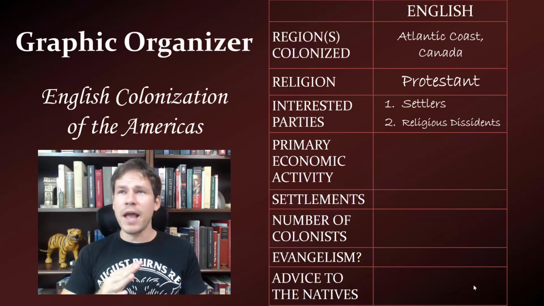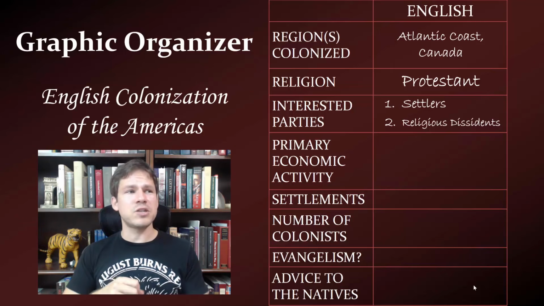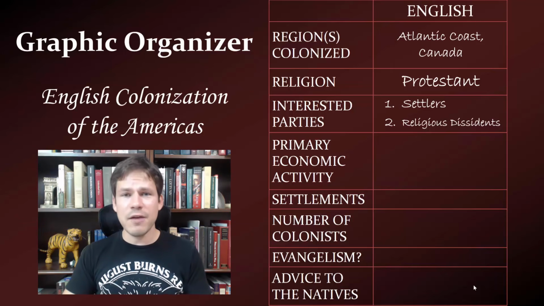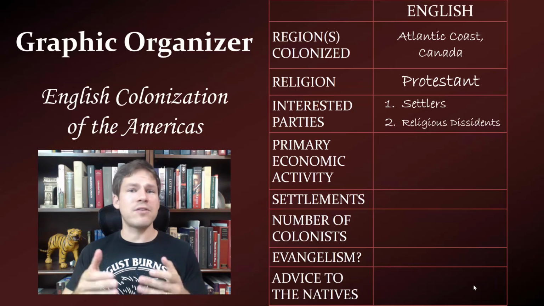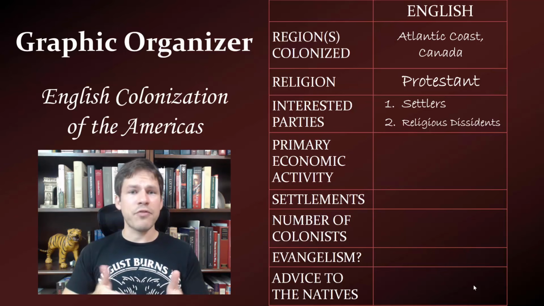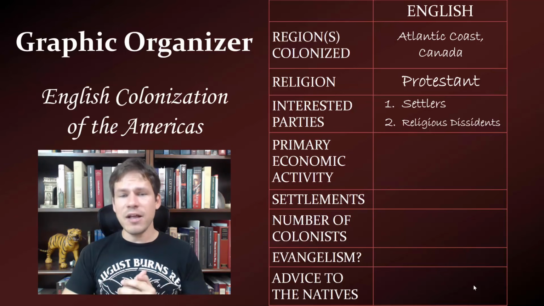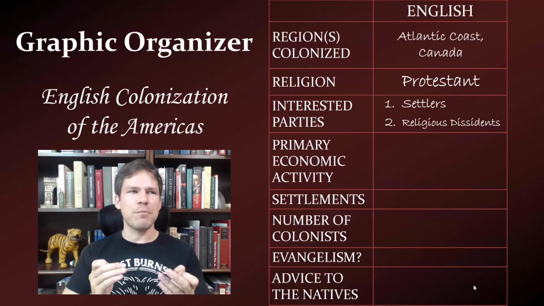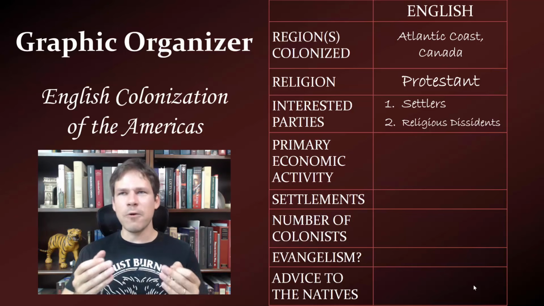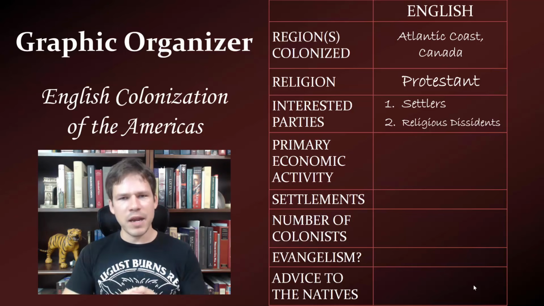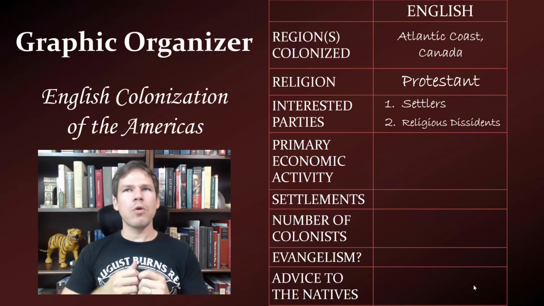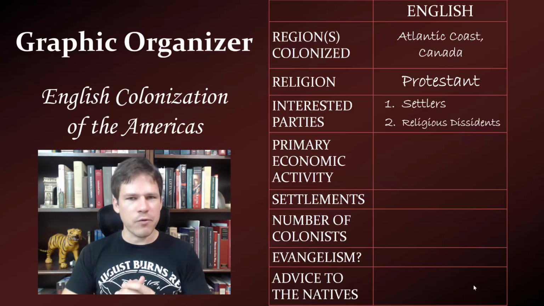So they are escaping, and they're really not leaving so much to evangelize the natives. They're leaving so that they can practice their religious beliefs that had been banned in England. So we've got this combination of people who are looking to settle and grow crops and make money, and these other people who are looking to escape religious persecution.